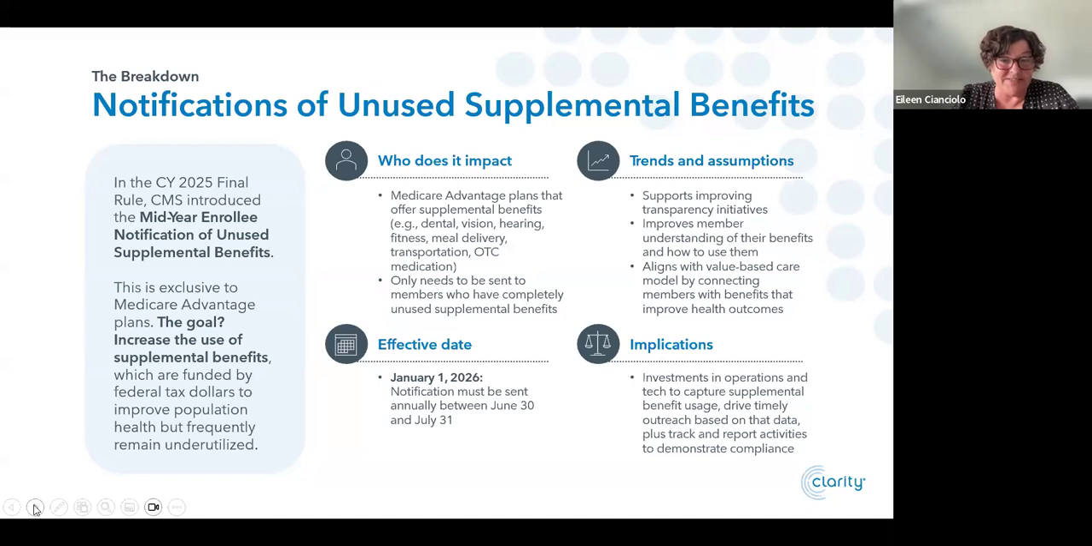So what are the implications of this one? I'm sure all of your minds are probably spinning on what this takes. There is significant operations, and then tech for being able to pull and access the data, which is probably going to be the most critical piece of this: getting that data pulled timely, handling multiple potential different formats, and then driving that outreach in a timely manner, again in the short time period of June 30th to July 31st, to demonstrate compliance. So pretty big change and notification that's coming here in 2026.